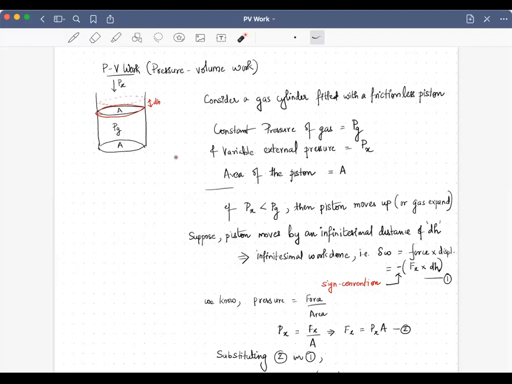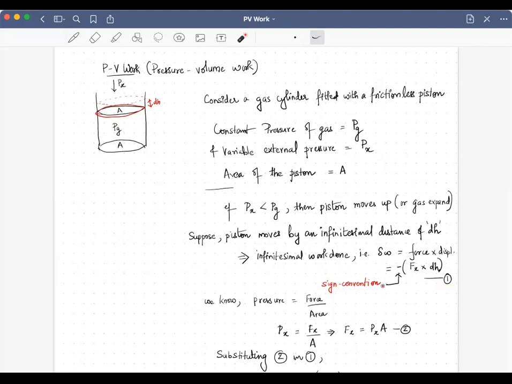So whenever work is done by the system, the sign convention we use for work is negative, and that's why we will place a minus sign outside this expression. Okay, so that is the infinitesimal work done. Let us represent it by equation 1.